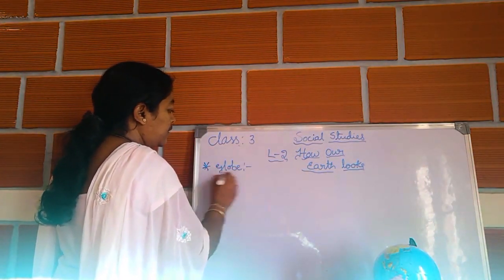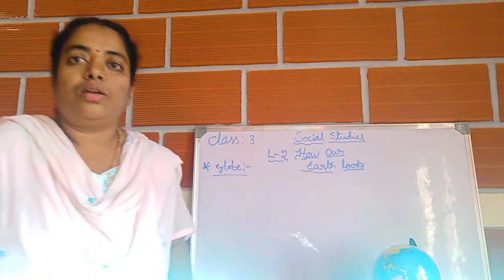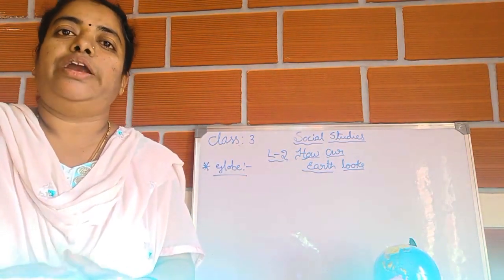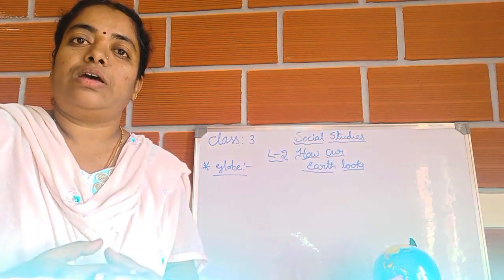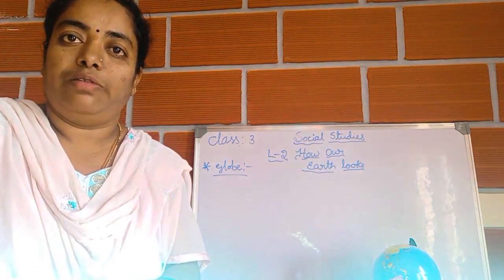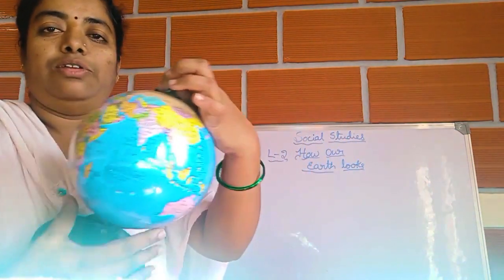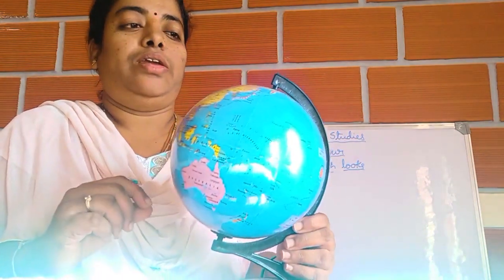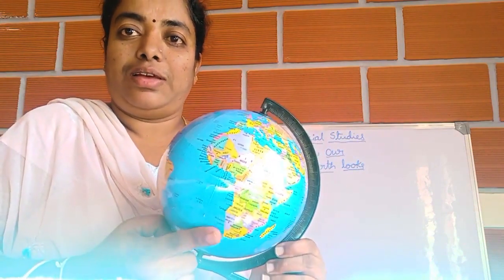The first one is globe. What is meant by globe, children? Globe is a model of the earth. Okay, or it is a true miniature of the earth. Means this globe represents the earth on a smaller scale, we can say. Okay, have you seen a globe, children? Okay, I will show you now. So this is the globe. On this globe we can see the entire earth on a smaller scale, right?